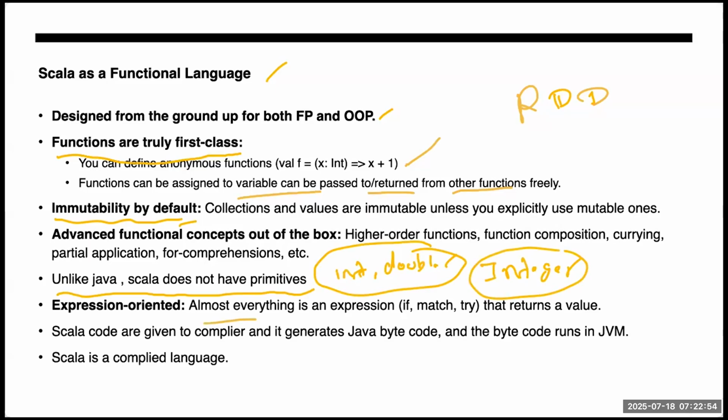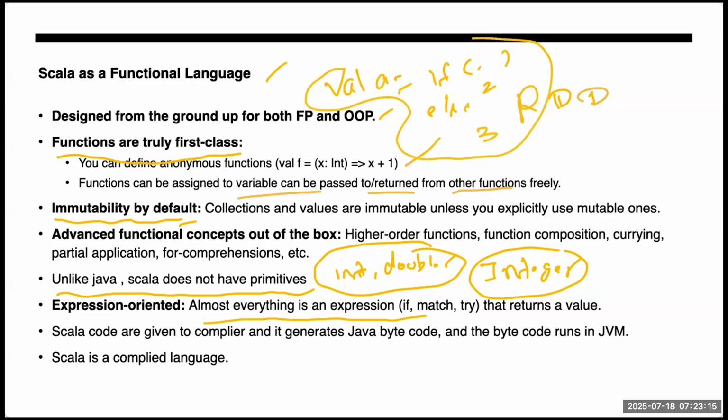Expression oriented: in Java and all, you can write if else and then you do some logic in it. But in Scala, you can assign it to a variable. Let's suppose val equal to, and you are doing something. If this is true, then you are giving 2, else you are giving 3. So in this way, it can return you the value from if else. That's what is mentioned here.